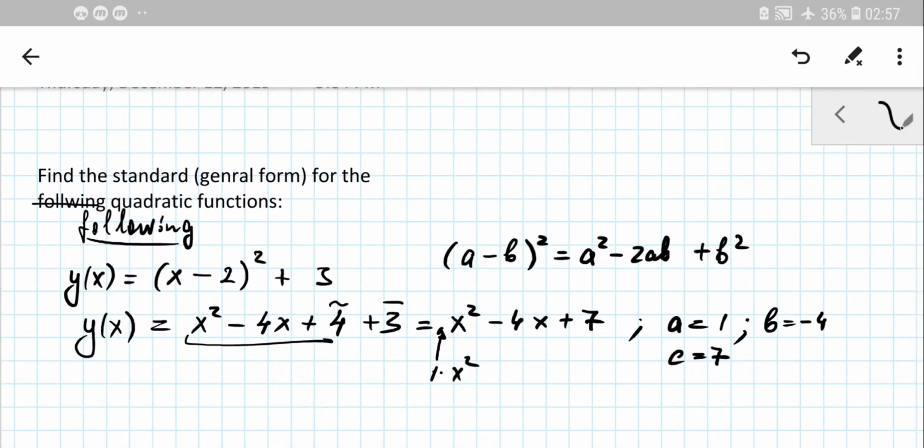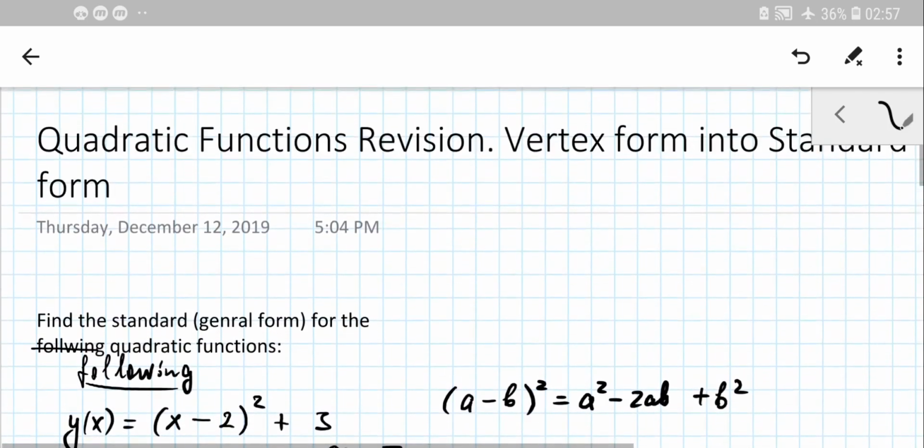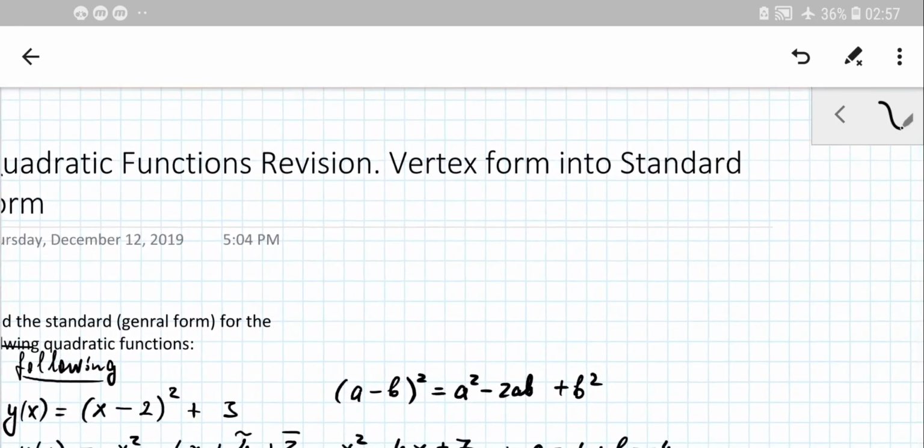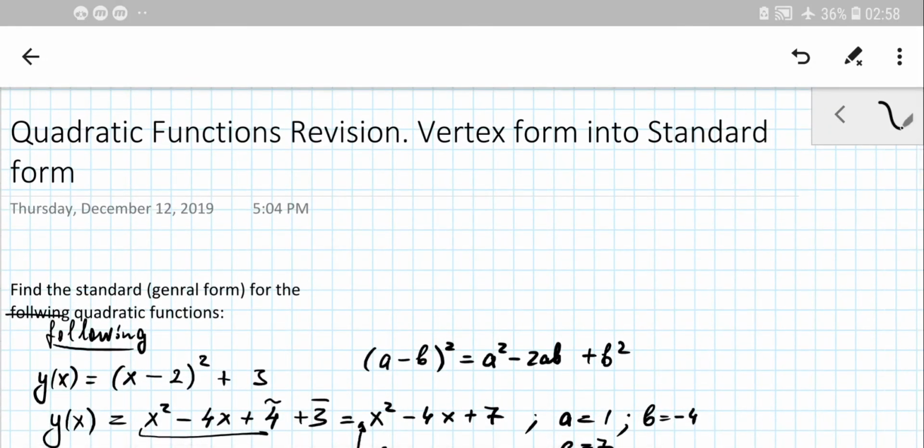So actually there is just one way to find the standard form for the following quadratic functions which are given in their vertex form. Simply expand and do the operations. This approach is pretty easy, and I think you won't have any trouble if you get a question like this, converting vertex form into standard form.